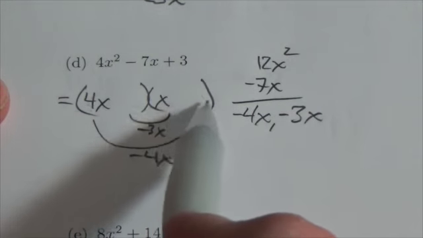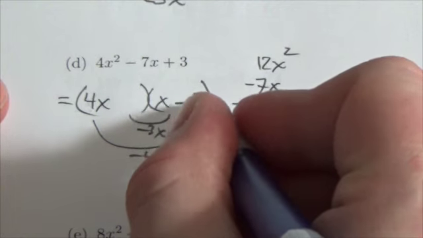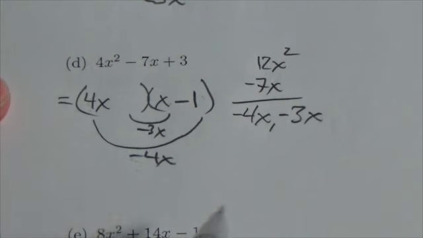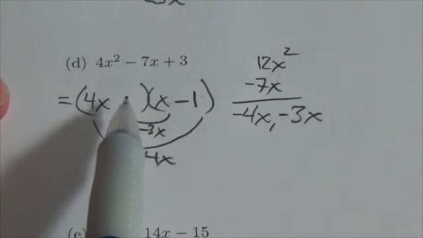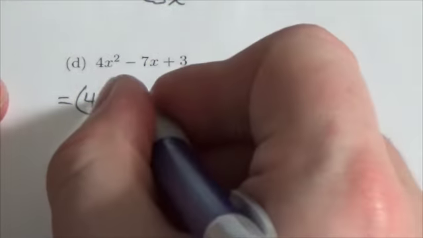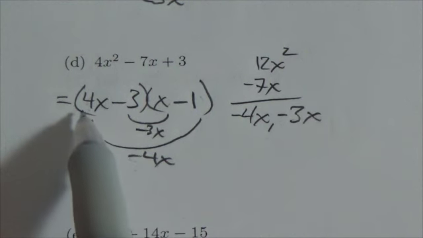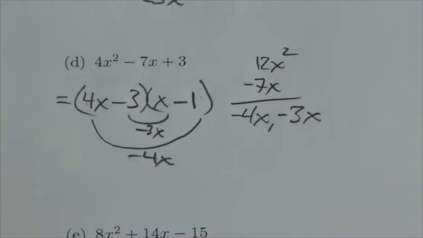4x times this term right here should be negative 4x. Well, that makes that negative 1. If this is x right here, this times this term has to give us negative 3x. Well, there's the x, which means this has to be negative 3. And so my two factors are 4x minus 3, x minus 1.